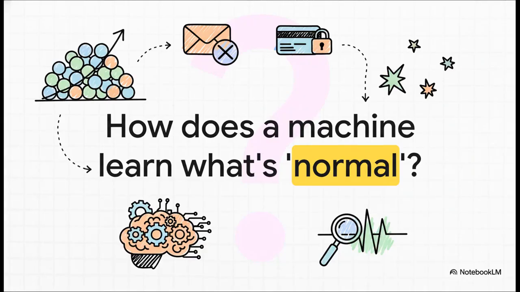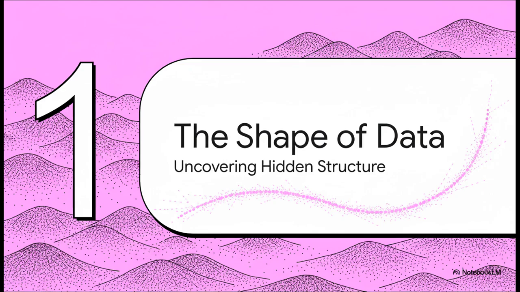So, let's kick things off with a big question, one that's at the heart of everything from your spam filter to your bank's fraud detection. To spot something weird, a machine first has to learn what normal even looks like. But how on earth does it do that? Well, the answer, and this is pretty cool, starts with a surprisingly simple idea. It has to understand the shape of the data.